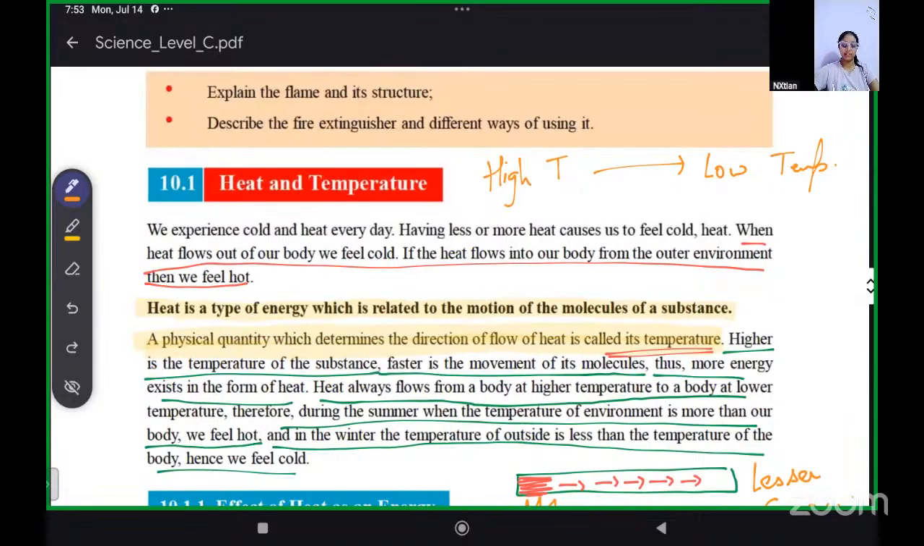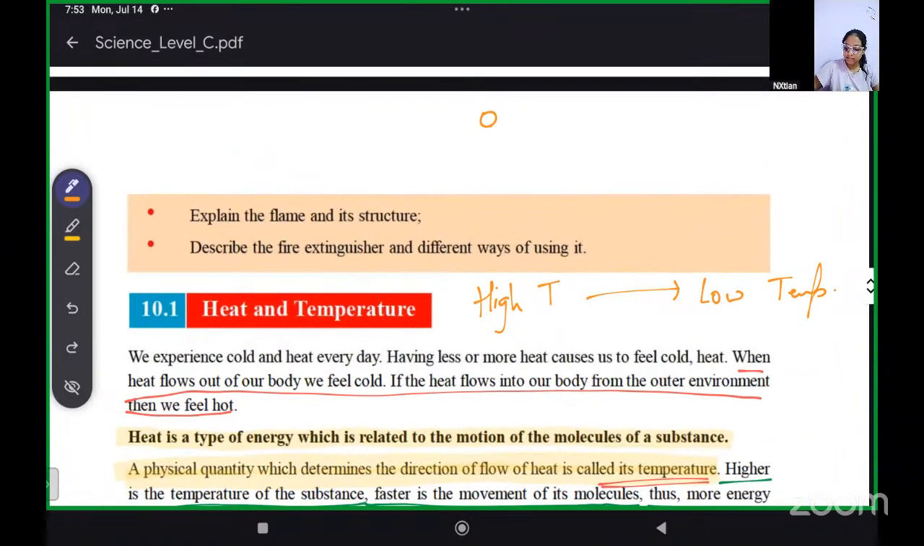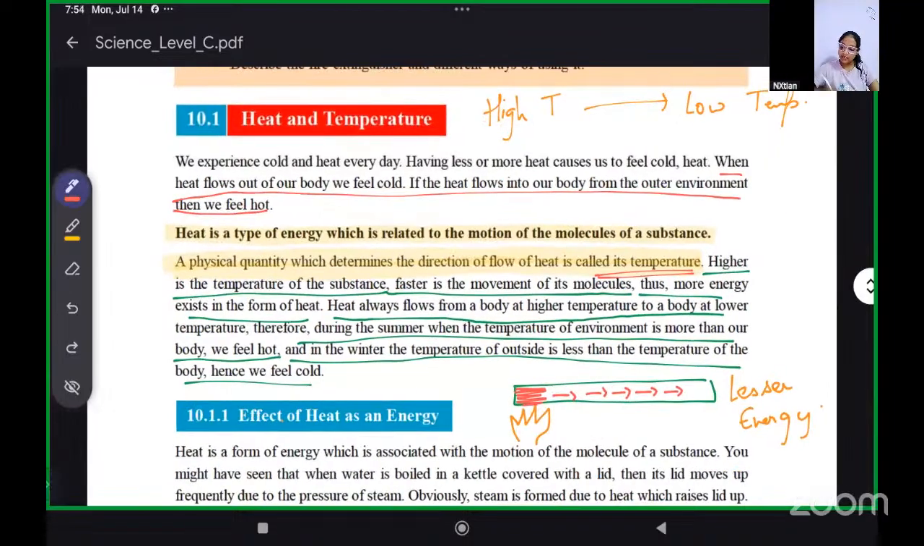The example that they give us is that in summertime, this is the outside temperature. This is us. So in summers, the temperature that is outside is more compared to our body temperature. That is why we feel hot, because the outer temperature in the environment is higher than our body temperature.